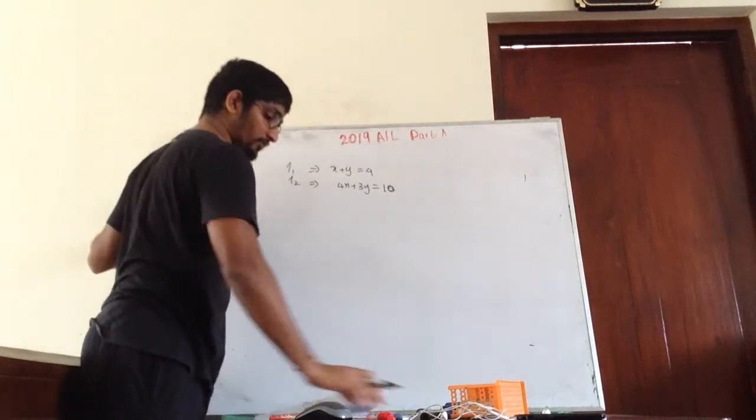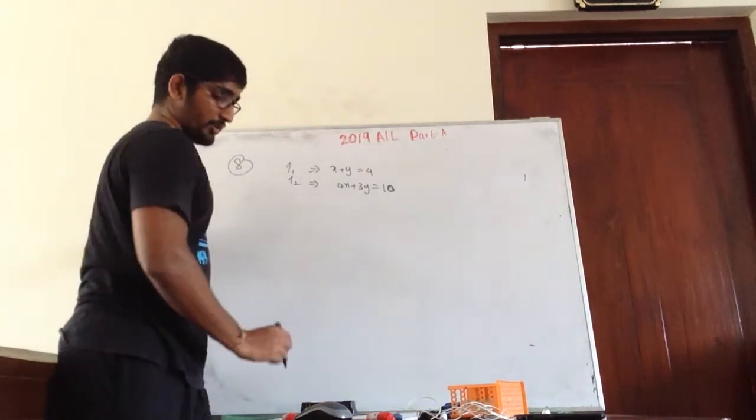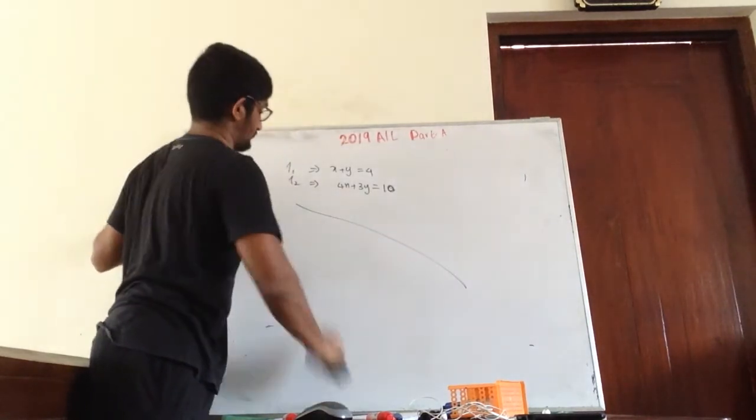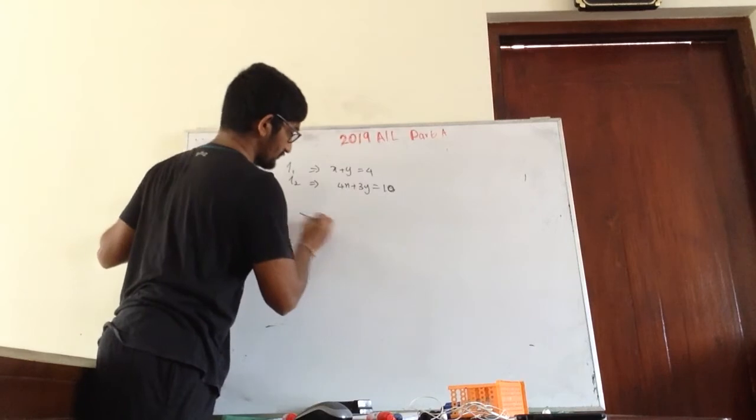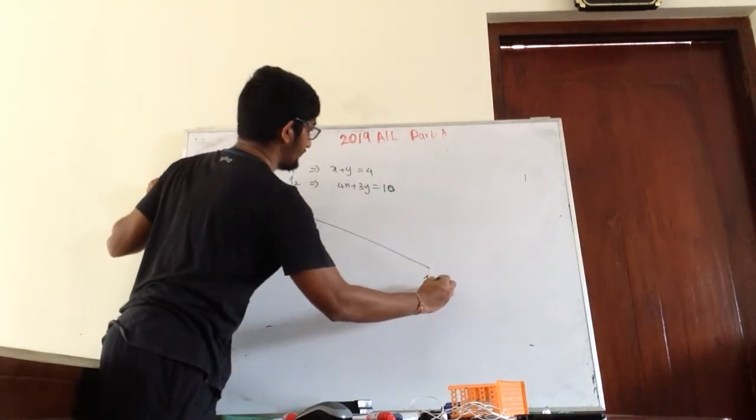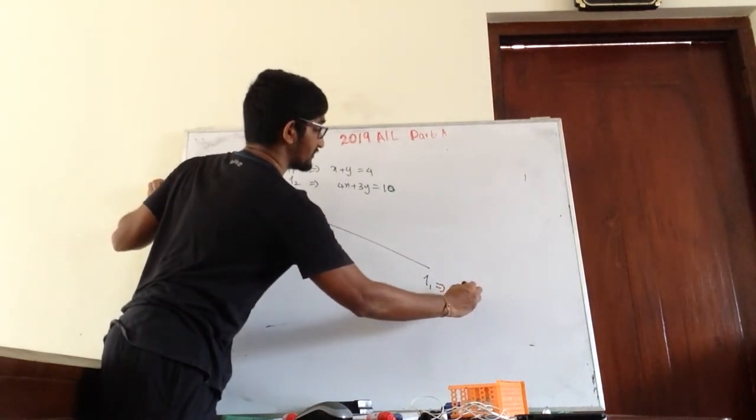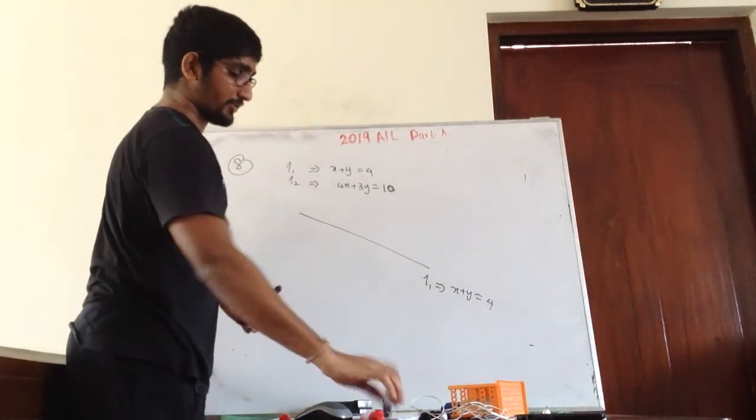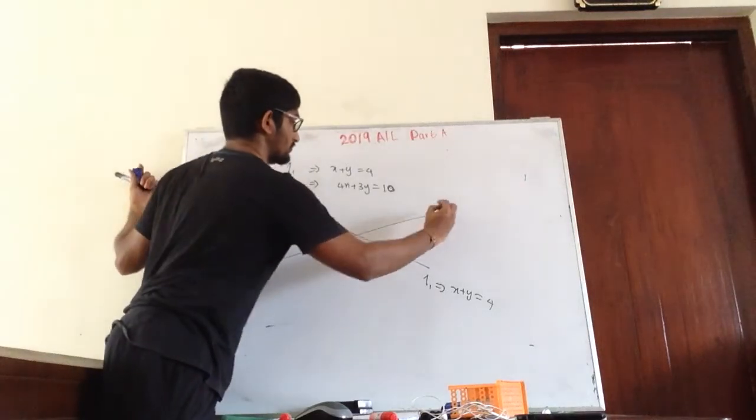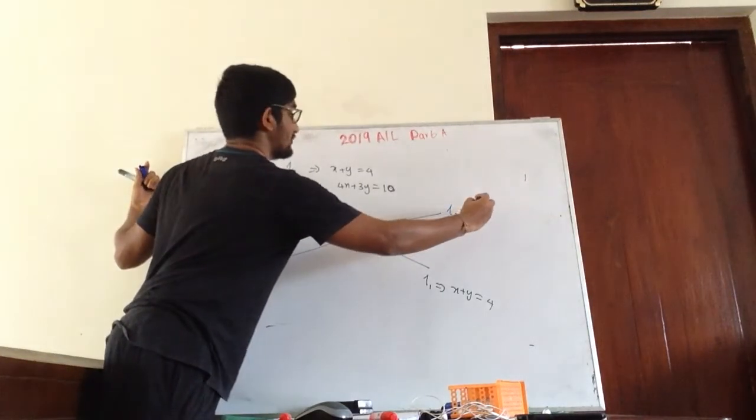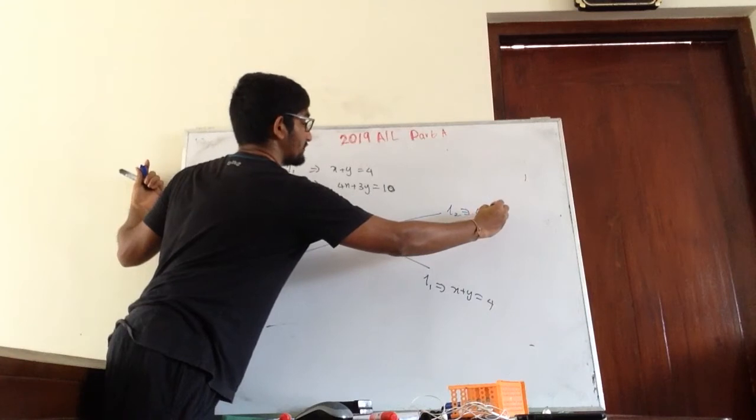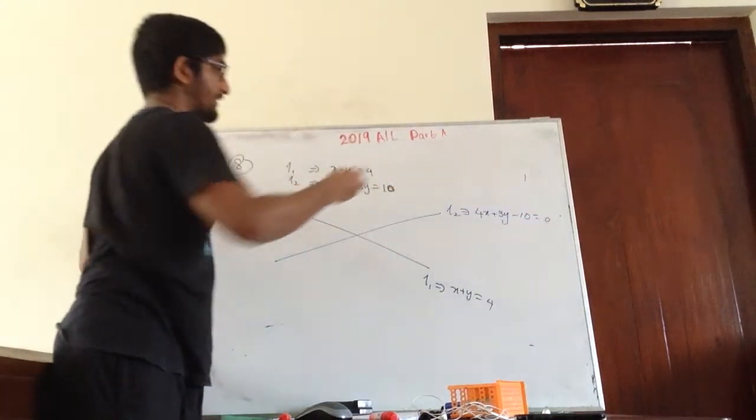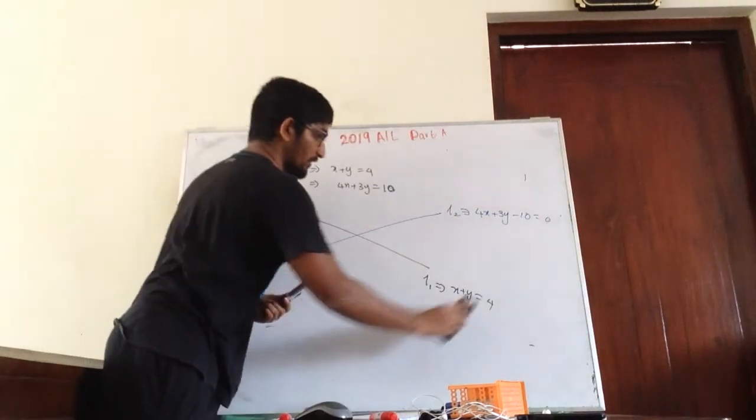Right. Now there's L1 somewhere like this. This is L1, which is x plus y equals 4. Then you have L2, which is 4x plus 3y minus 10 equals 0. So I'm going to write that in this form. Here also I'll write that in that form.